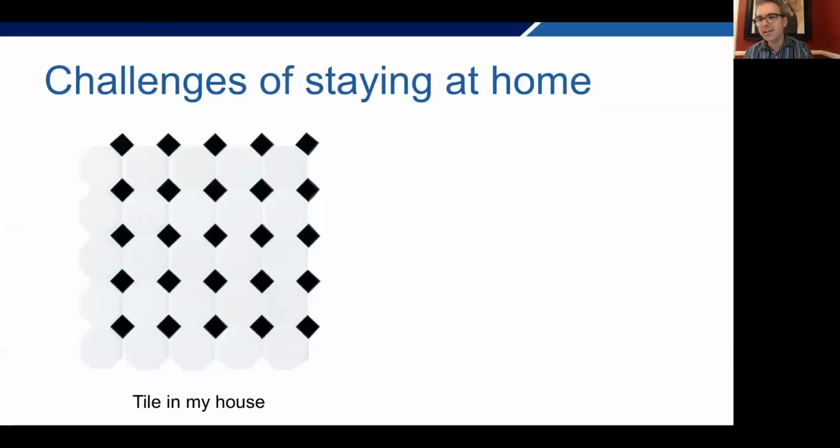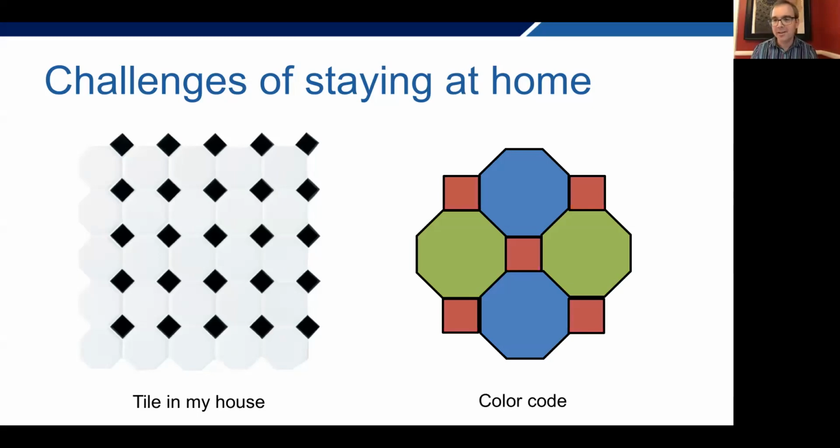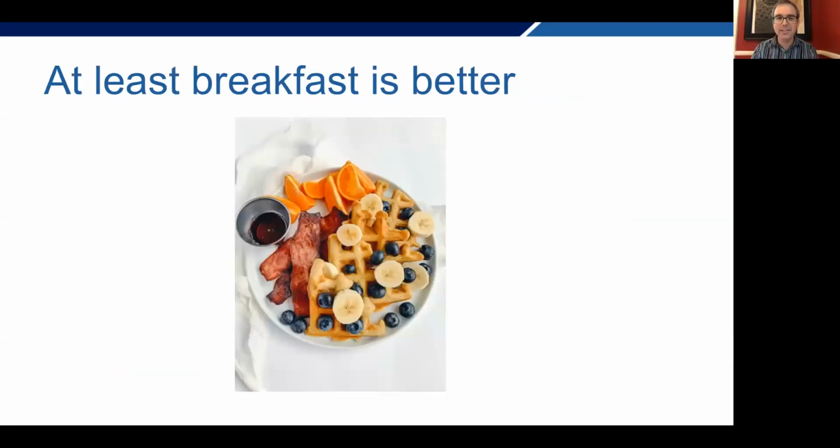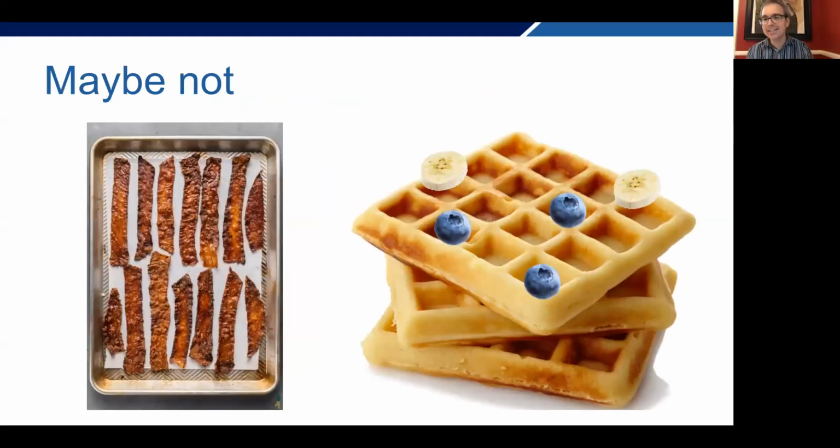For me, the challenge of this stay-at-home period is that you see all these things that remind you of error correction, and you can only talk to people via email. So, of course, the tile in my house, like everyone's house, is some sort of color code. And so after taking a shower and thinking about that, I go downstairs to get breakfast. And breakfast, in some sense, is a little bit better. Shouldn't be any sort of error correction triggers in breakfast. But it's not really the case, right?